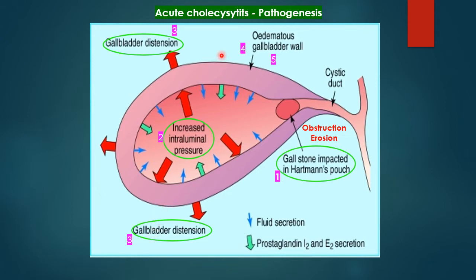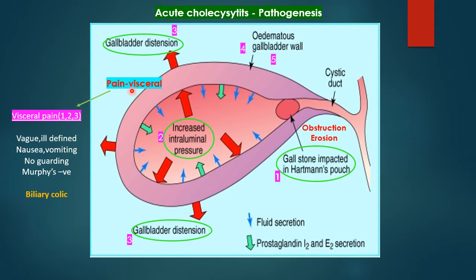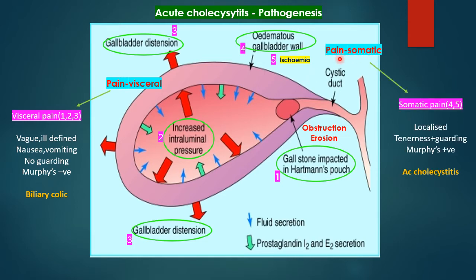At this stage, the patient feels pain, and typically the pain is visceral in origin and is vaguely located, ill-defined, with nausea, vomiting. There's not much guarding, and the Murphy's is usually negative, and these are the features of biliary colic. If the stone continues to remain obstructed, then the inflammatory process continues on with edema. The wall becomes edematous and ischemic, and the patient feels increased pain, which is of somatic origin, localized with severe tenderness and guarding with Murphy's positive. These are all features of acute cholecystitis, which is due to the acute inflammation of the gallbladder.